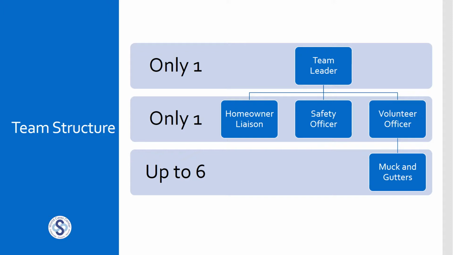By using the incident command system, we're organizing the team, letting them know who they should be communicating to, how the reporting structure exists, and it also helps to see that our volunteer officer or any of the other officers are not managing too many people.